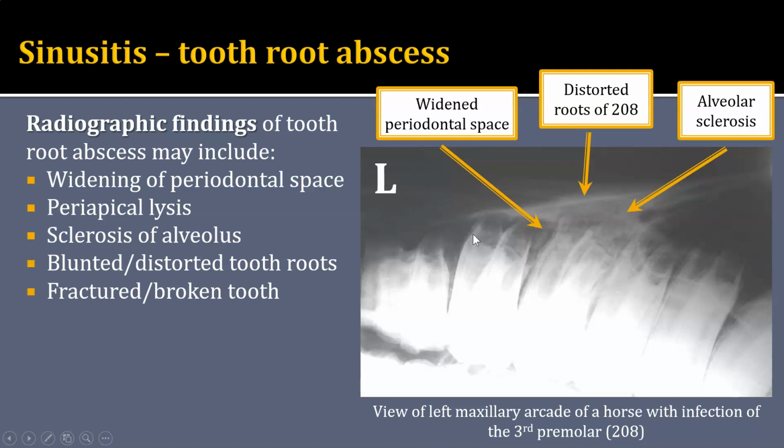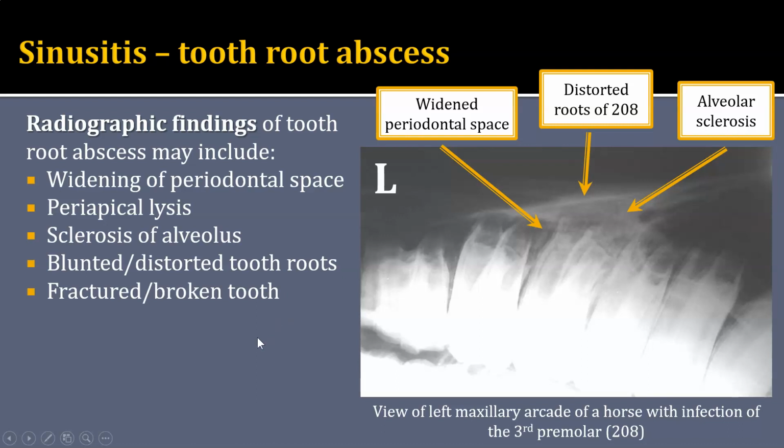And then oftentimes the tooth that is affected will have blunting or distortion of the roots. So if we look at the tooth rostral to it, this is a pretty normal tooth with normal roots, and caudal to it, at least this root is normal. I think this tooth is probably also affected by this infection of this third premolar. And then sometimes the teeth will actually be fractured or broken.